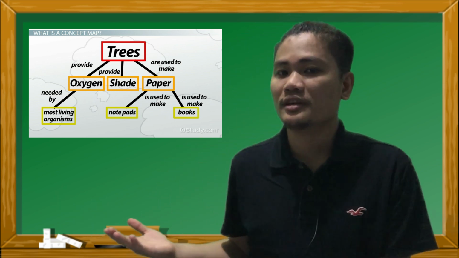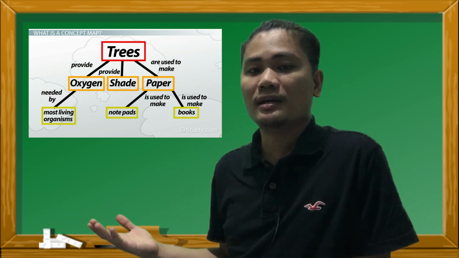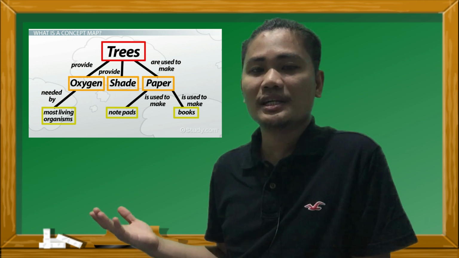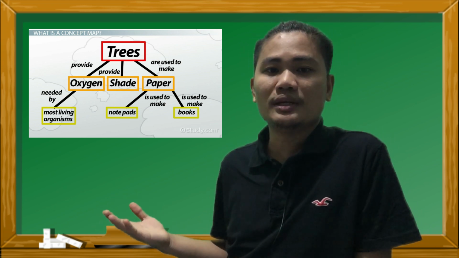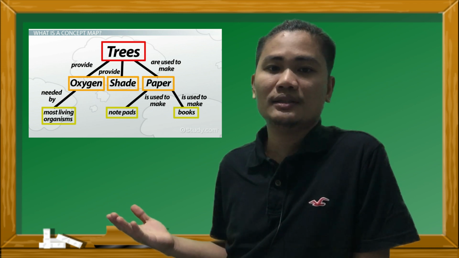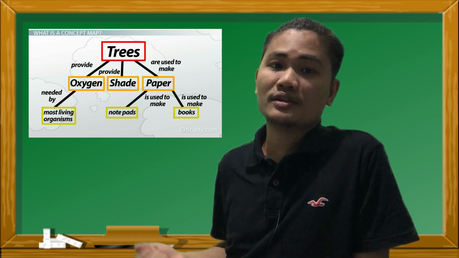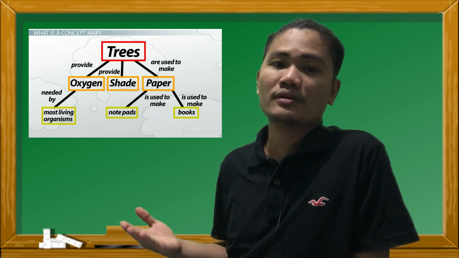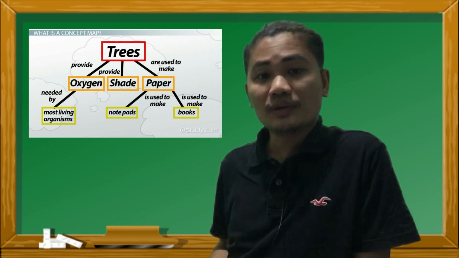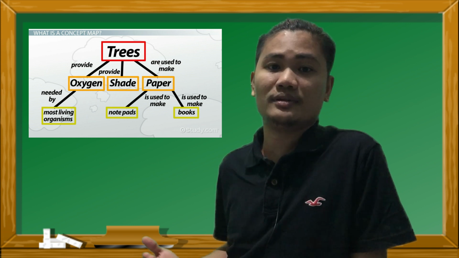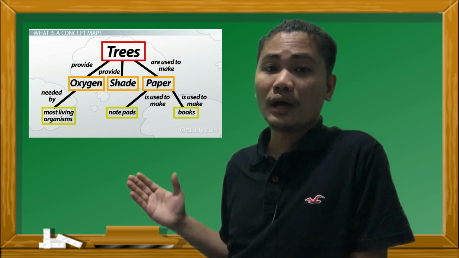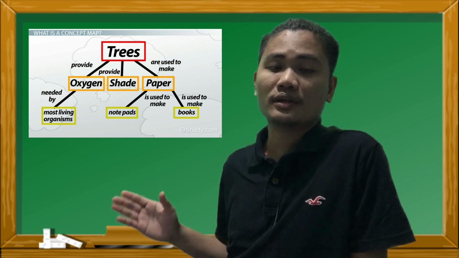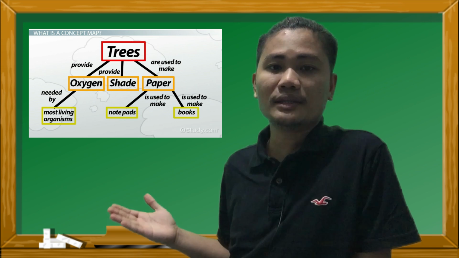As you can see in our given example, our main idea here is all about trees, which is connected to the subtopics. So using arrows, more concepts about trees are presented, such as trees give us oxygen. Trees also serve as our shade. And trees also provide us paper. And then we can add more arrows right here to add more information or concepts about our main topic, which is trees.